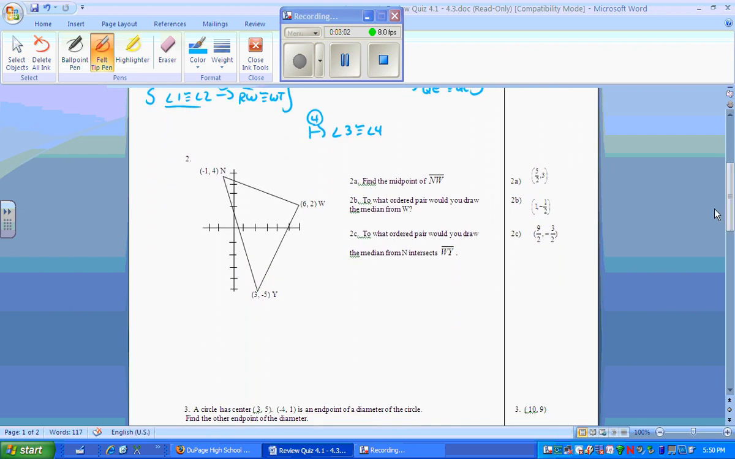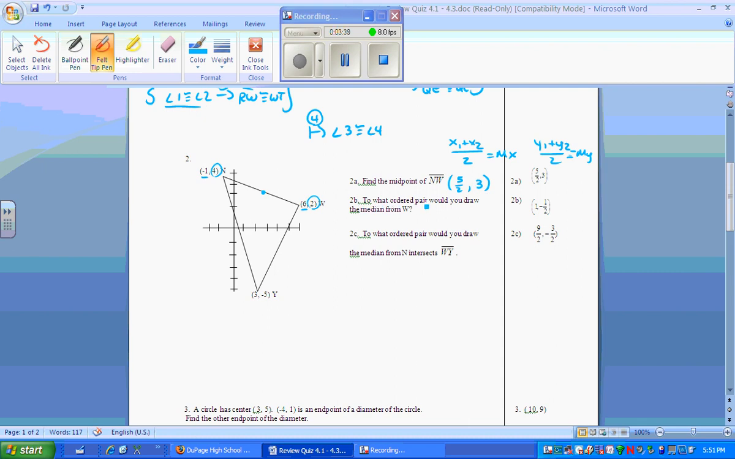Question 2, find the midpoint of NW. Midpoint means the point right in the middle, so you use the midpoint formula. The midpoint formula is x1 plus x2 over 2, that gives you the middle for x, and then y1 plus y2 over 2, giving you the middle for y. So what do we have here? 6 plus negative 1 is 5. 5 divided by 2 is 5/2. And then we have 2 plus 4 is 6. 6 divided by 2 is 3.